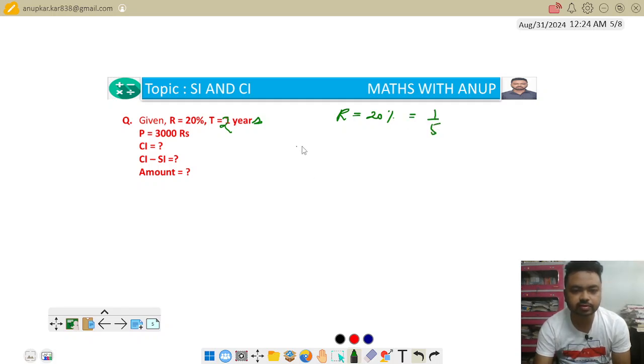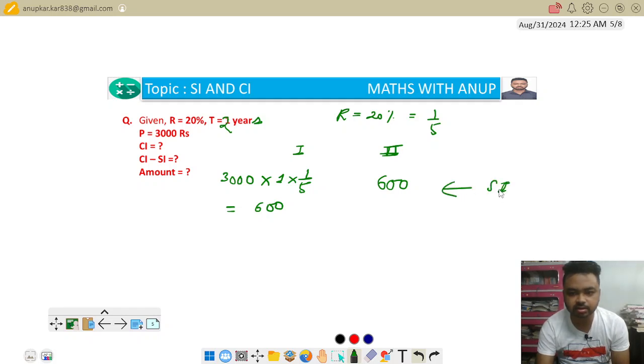So for first year and for second year, what was the rule? For first year, CI and SI are equal. So we are calculating for first year, so time is equal to 1 year. So principal is 3000 into time is 1 into rate is this 1/5. So what will be the answer? 600. Now for the second year, first year, second year, SI are same.